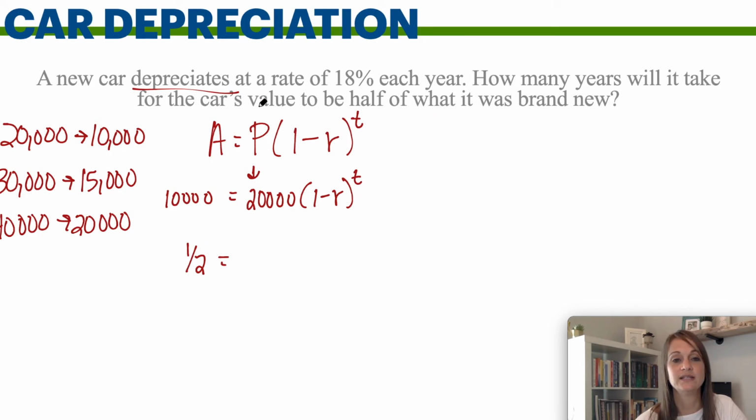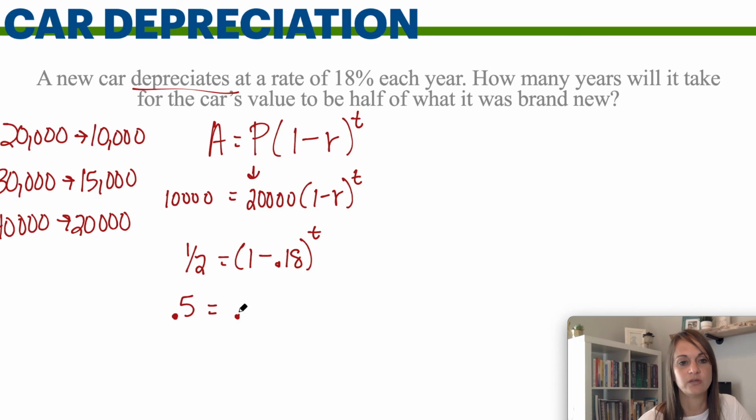When you want to know when is the car's value equal to half, you actually can put 1/2 on the left-hand side. Now the depreciation is 0.18, and you want to know after how many years. So you have 1/2, or you could even say, just to make it easier for the calculator, put 0.5, and 1 minus 18% is going to be 0.82 to the t. Now you have a variable that's in the exponent, you will create a log equation. So log base 0.82 of 0.5 is going to be equal to t.